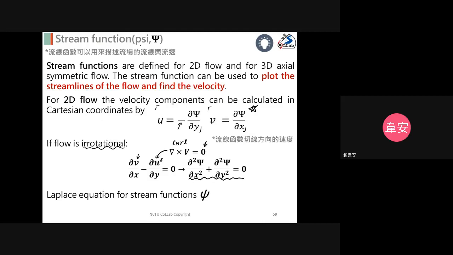The contour of the stream function can depict the streamlines of the flow. That means if you know the stream function in your flow conditions, then you can draw the streamlines of the flow.